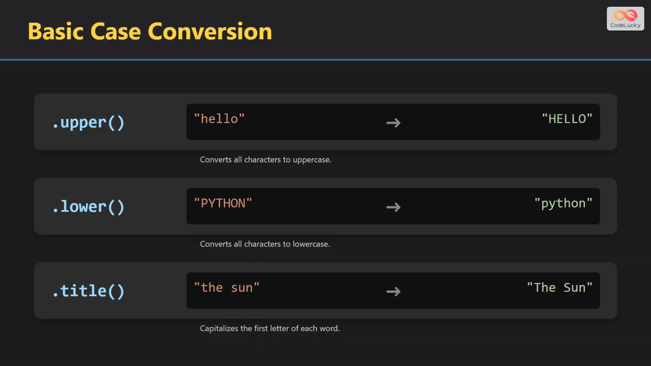Let's start with changing the case of text. The dot upper method converts every character to uppercase. Conversely, the dot lower method converts everything to lowercase. If you want to capitalize just the first letter of every word, like a book title, you can use the dot title method. These are great for standardizing user input.